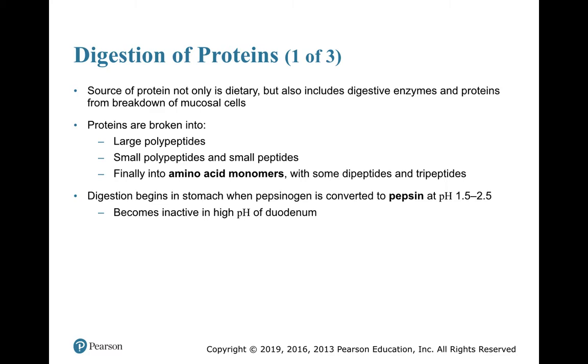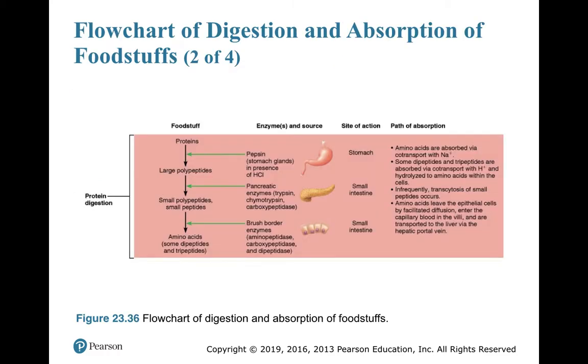So digestion begins in the stomach. Pepsinogen is converted to pepsin around pH 1.5 to 2.5, and it becomes inactive in the high pH of the duodenum. So proteins are broken down into large peptides, small peptides, polypeptides and peptides, and then amino acids, dipeptides and tripeptides on the outside of brush border cells. And my understanding is they get into the cells and are then broken down into individual amino acids.